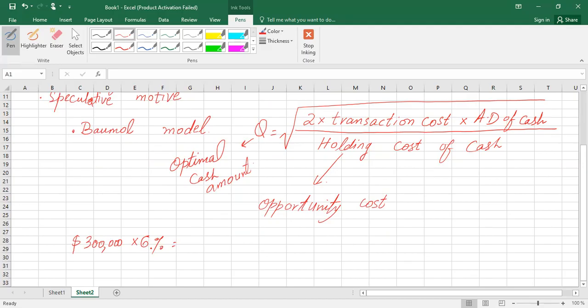investing in the bank because I want to hold cash either with the intention of speculation, precaution, or transaction. But whenever I am holding cash and I am not investing, this is called what? Opportunity cost of cash, or holding cost of cash. Opportunity cost of cash or holding cost of cash is basically a loss for the organization whenever they are keeping cash in their accounts.